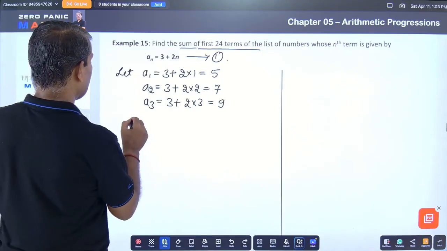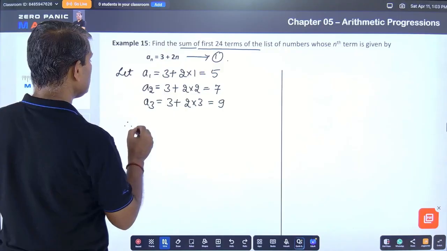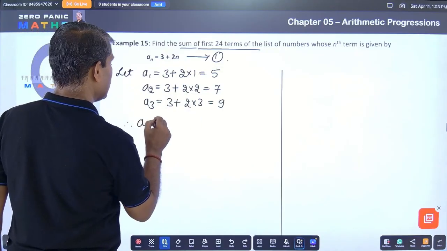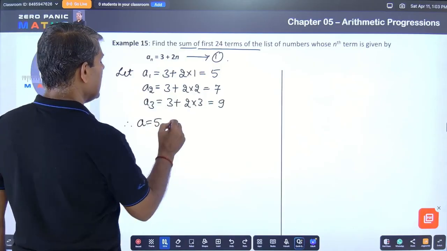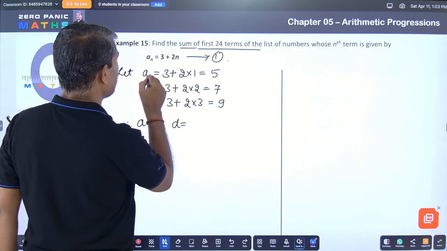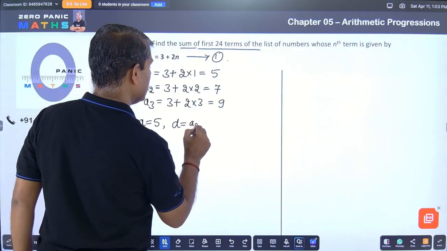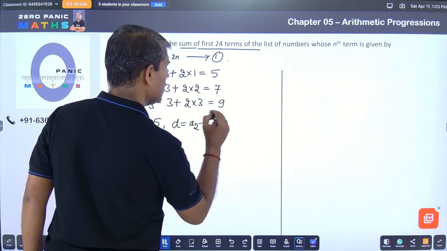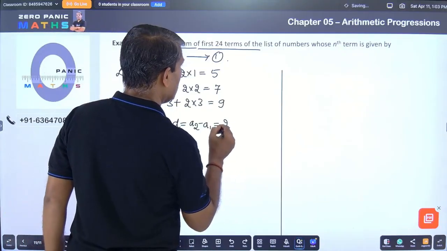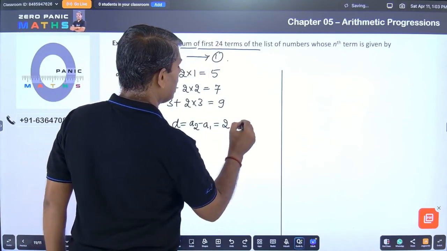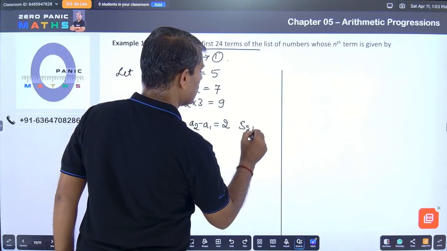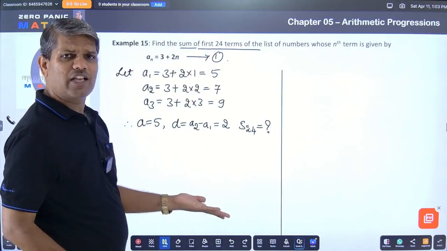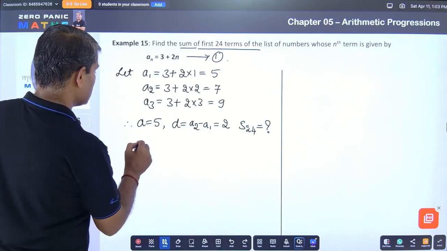Therefore, the first term a is 5, and d is equal to a2 minus a1, that is 7 minus 5, which is 2. What is required is S24 in our case, in which 24 is actually n for us.